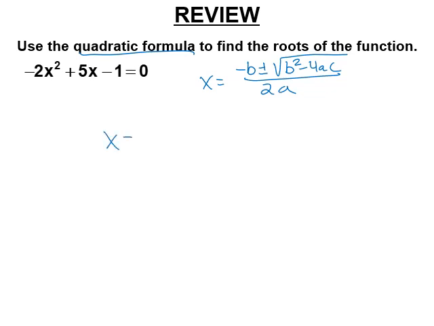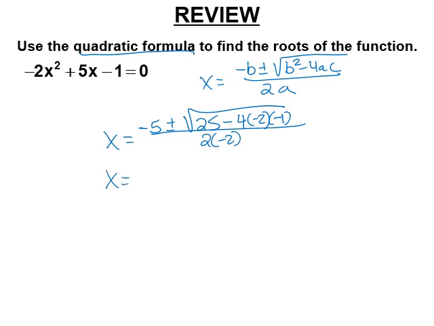So x equals, b here is 5, so negative 5 plus or minus the square root. b squared is 25 minus 4. a is negative 2, c is negative 1, all over 2 times negative 2.